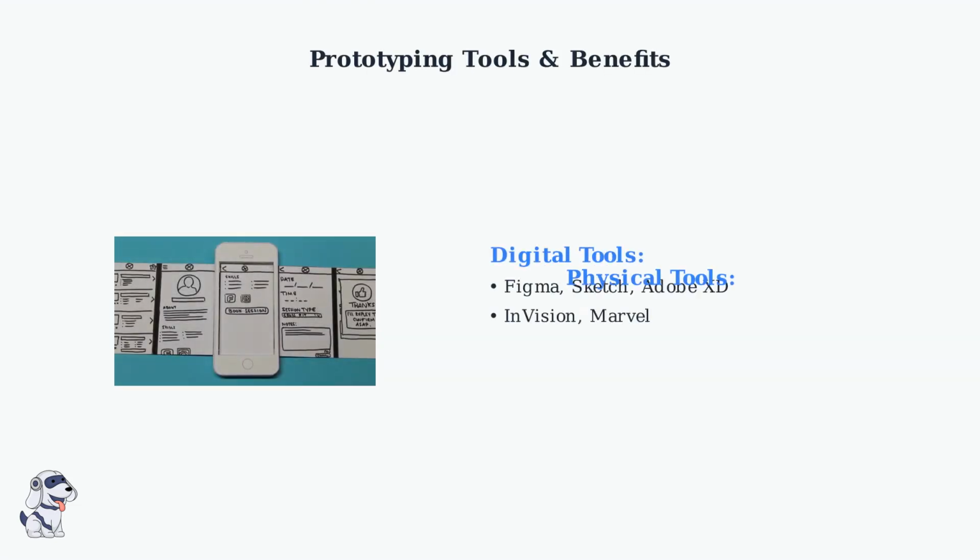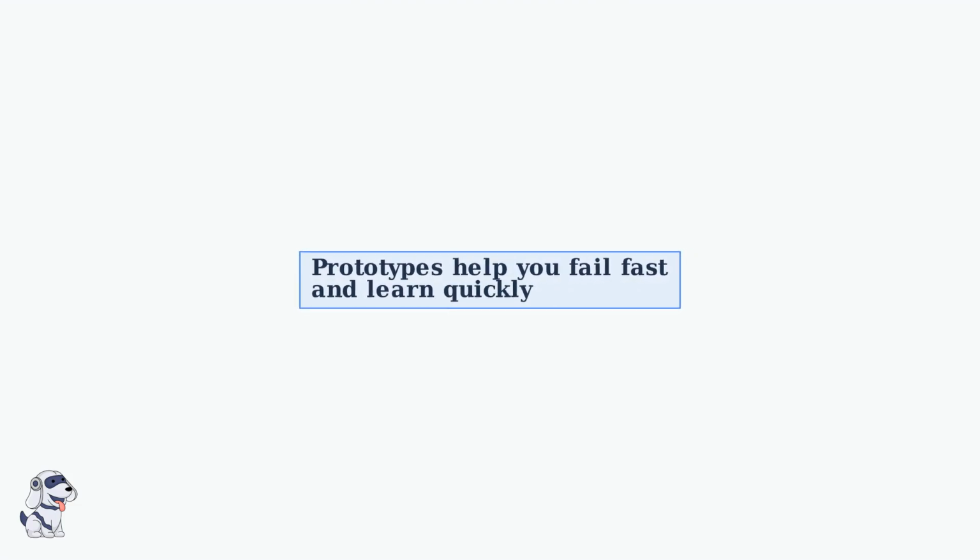Modern prototyping uses both digital and physical tools. Digital tools like Figma and Sketch create interactive prototypes, while physical materials help test tangible products. The key benefit is learning what works before full development. Remember, prototypes are meant to be imperfect. They help you fail fast, learn quickly, and build better solutions. The goal is not perfection, but learning and improvement.